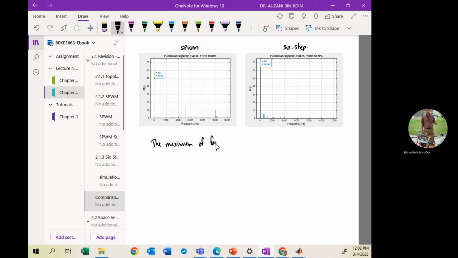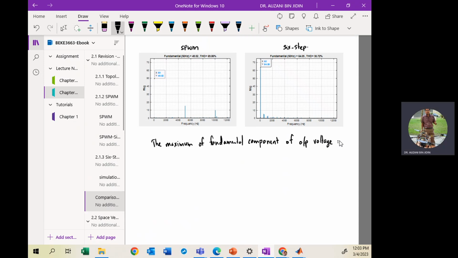of fundamental component of output voltage. So for the V1 here, SPWM is, we know that MI VDC divided by 2. So here we set MI is 1. We want to get the maximum possible. So then you must choose MI is 1.